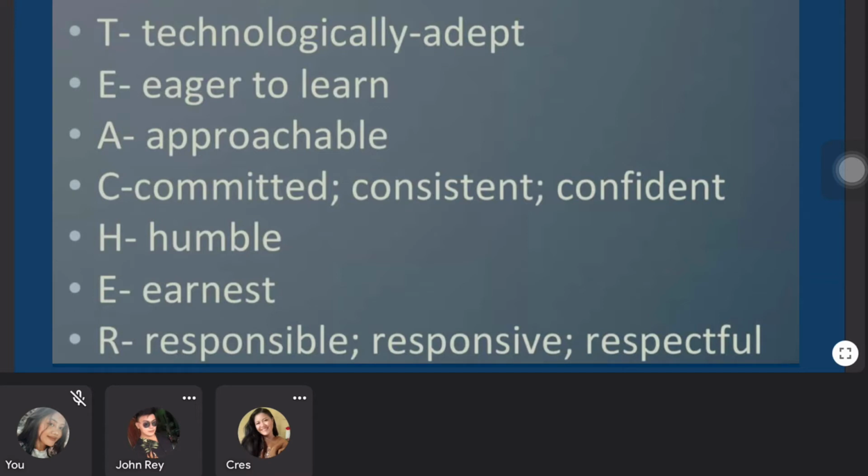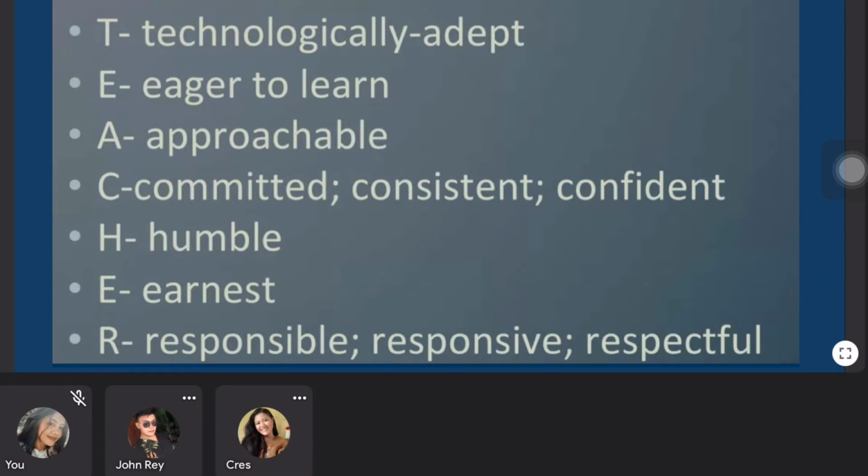Okay, we have letter H, which is humble. So even if you are confident enough, you should still be humble. Okay, we are also still learning, so we should be humble. For me, maybe humble in accepting criticisms, humble in accepting mistakes, and humble in coordinating with our critic teachers and instructor, and even with our students.